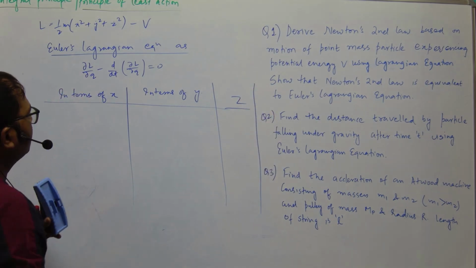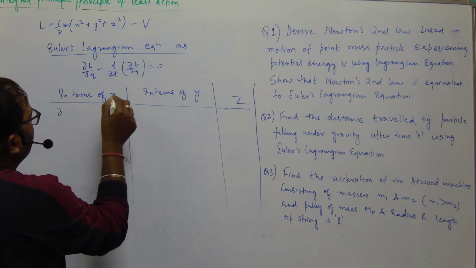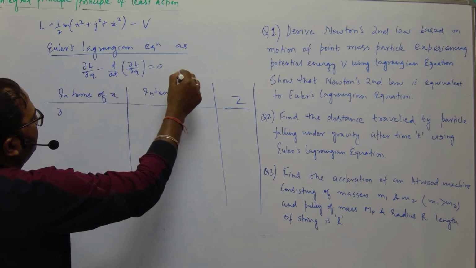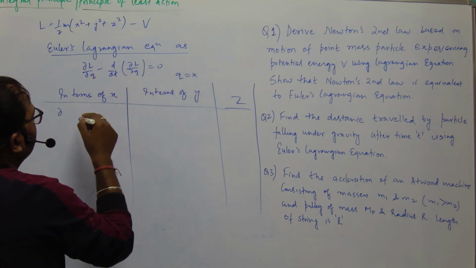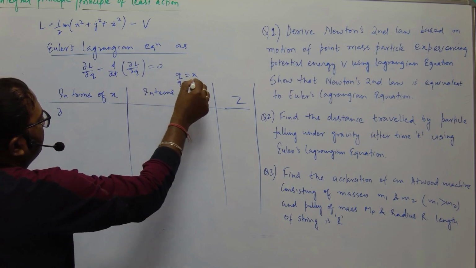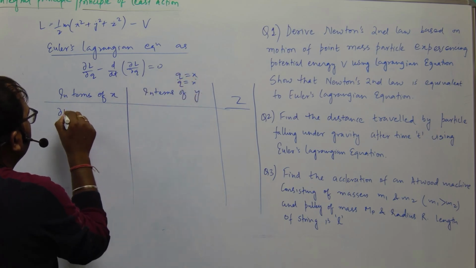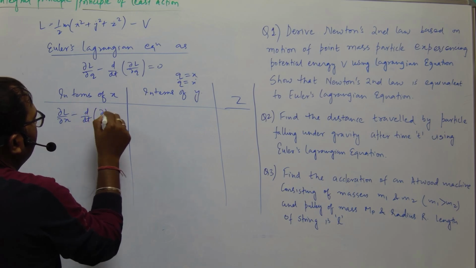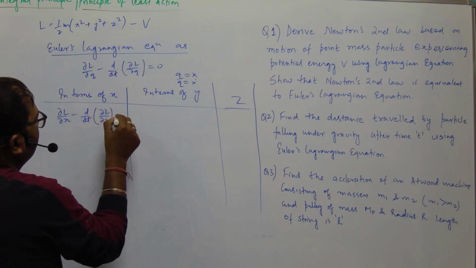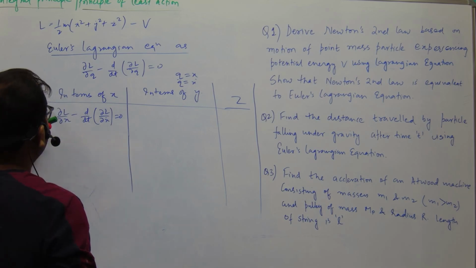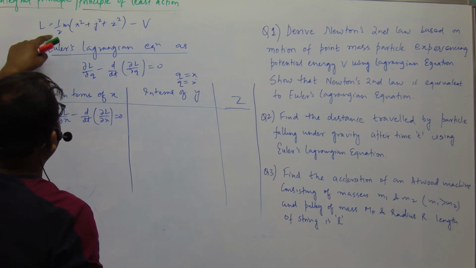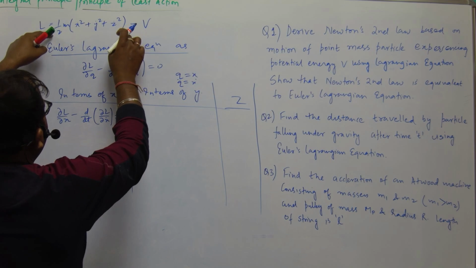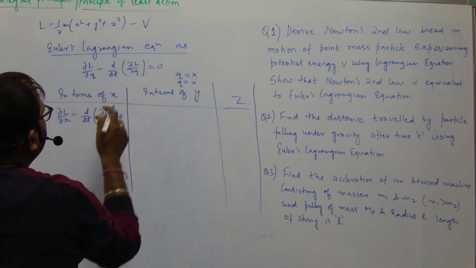So in terms of x, as we have x as the generalized coordinate, we put q is equal to x and q dot equal to x dot. So we have del L upon del x minus d upon dt of del L upon del x dot is equal to 0. Let us find del L upon del x. There is no term of x in the kinetic part here, so it will only be minus del V upon del x.